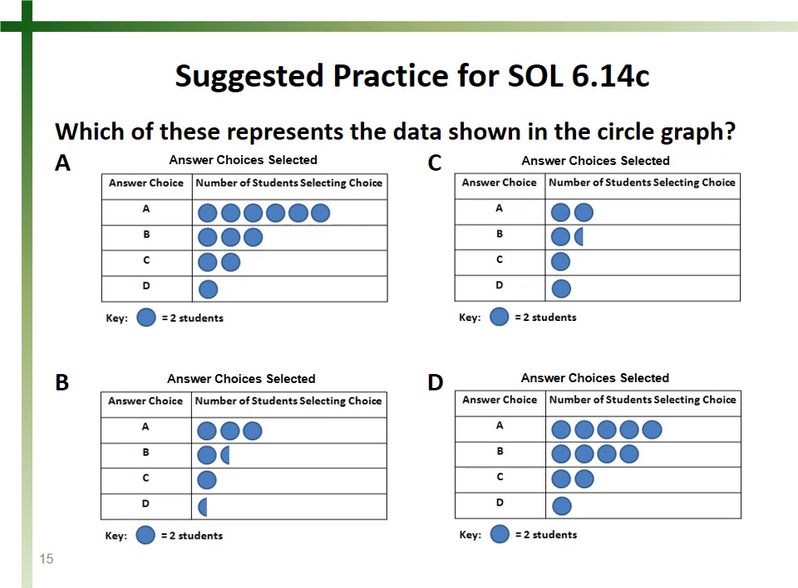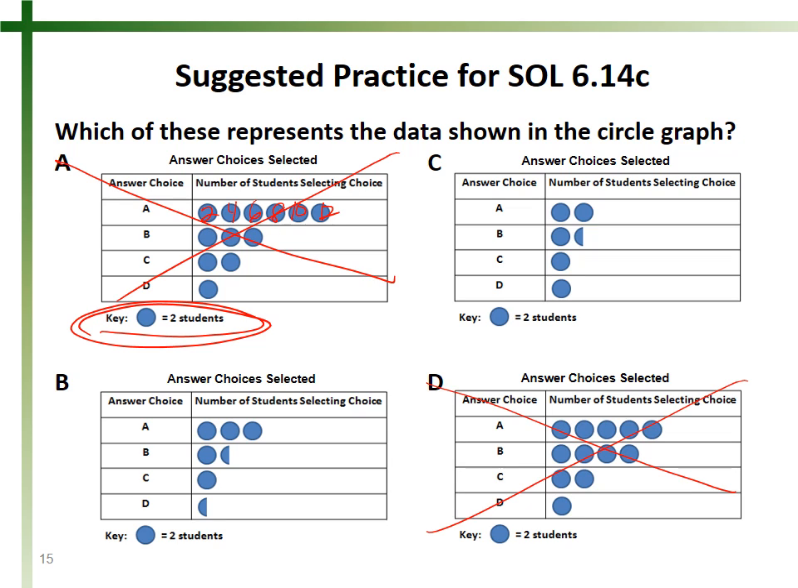And so it says which of these sets of data represent the data shown in the circle graph? And so let's use our key here. Each dot represents 2 students. And so right off the bat, we notice something about choice A. If each one represents 2 students, we have 2, 4, 6, 8, 10, 12 right off the bat, and we know that there's only 12 students that were surveyed. So let's cross out A, and we can do the same thing for D, because D looks like we have lots of dots here and it doesn't even come out right.